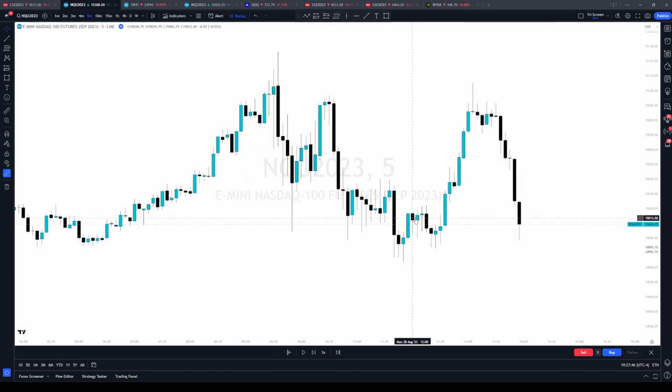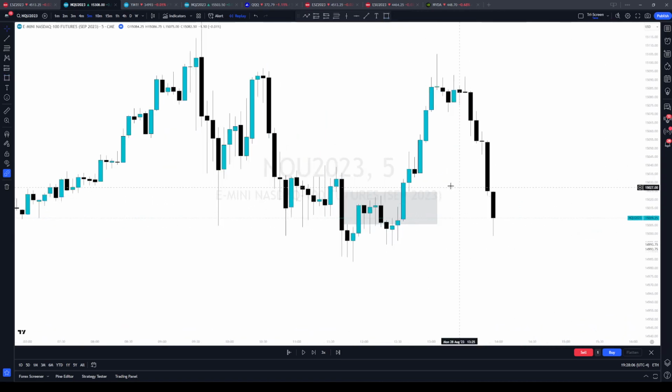So you see right here, price denied this 5 minute fair value gap, and then we came down. We held this order block, and as price came back up, we did get a close above this 5 minute inverse here. You probably would have bought right here on this almost retest at 15,024.